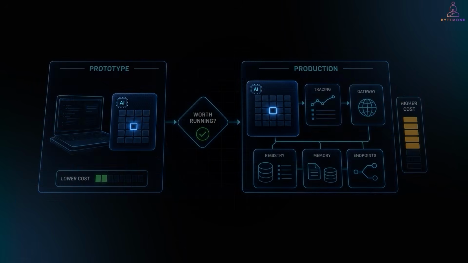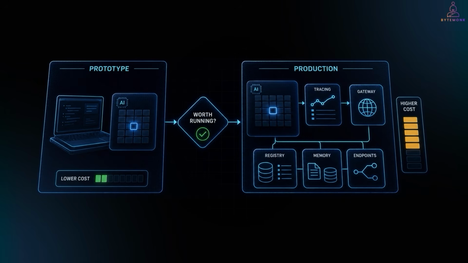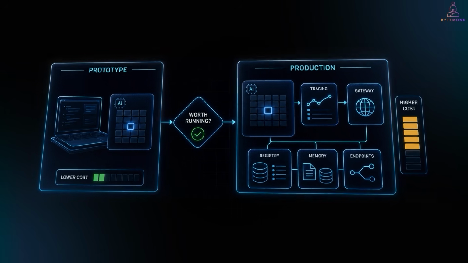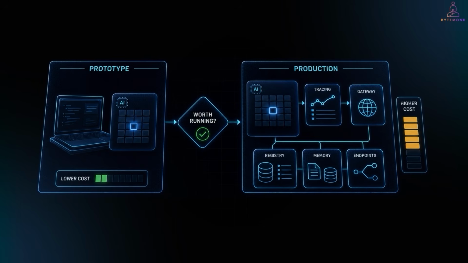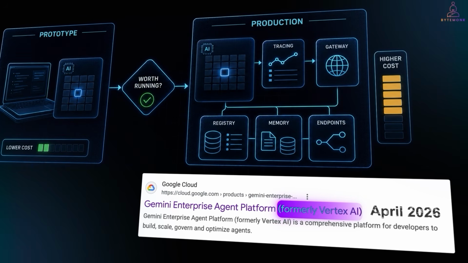Now there are a couple of things you need to know before you commit, because the cost model changes once you move from prototyping to production. So prototype first, then move to production deployment only when the agent is worth running. And because this platform only evolved from Vertex AI in April 2026, a lot of documentation online and even some of Google's own docs still reference the old Vertex AI names.